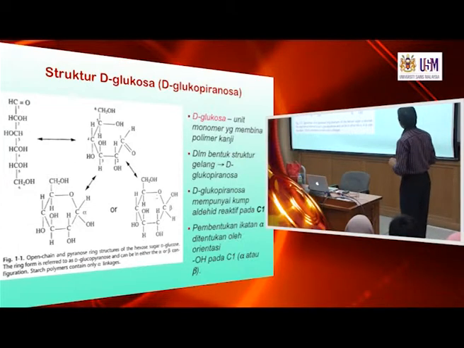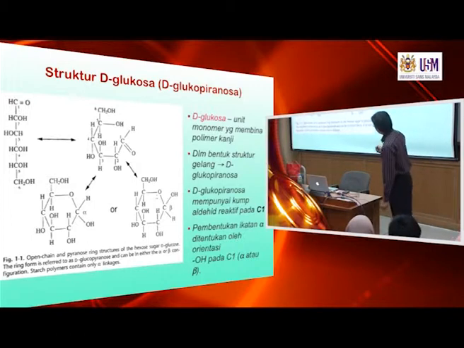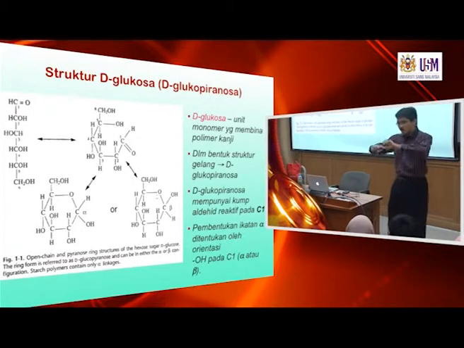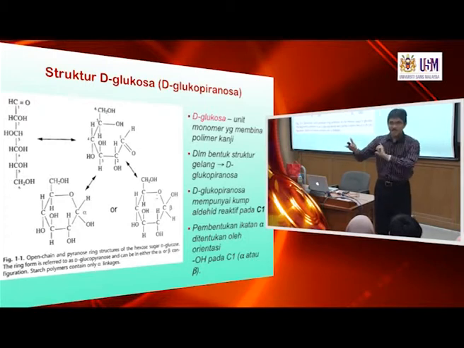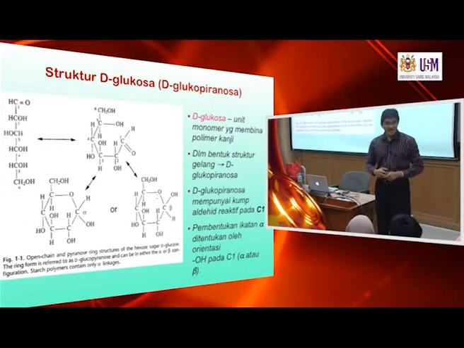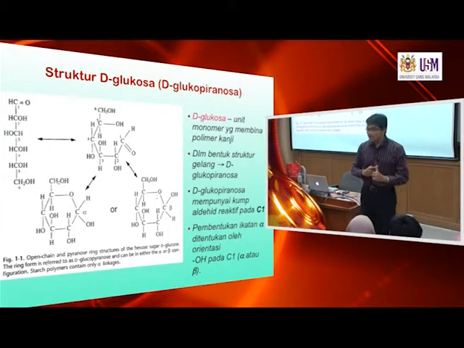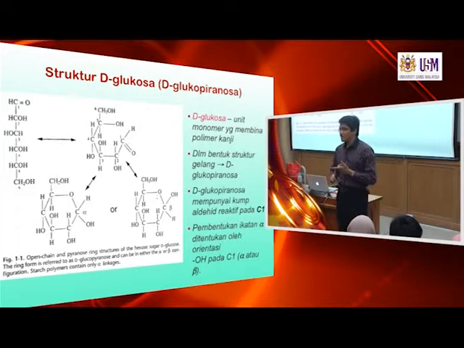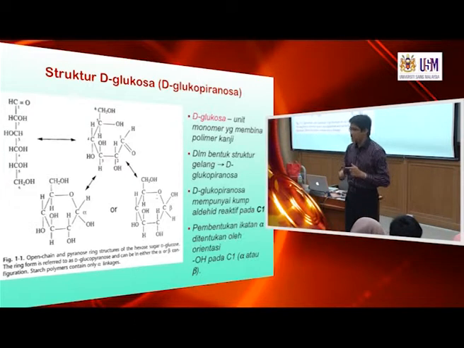And this carbon number one, the H group, when it is connected to C number 6, the H and the OH can change position like this and like this. So you can get alpha and beta configuration. So we have alpha glucose, we can have beta glucose, and they show different chemical properties.